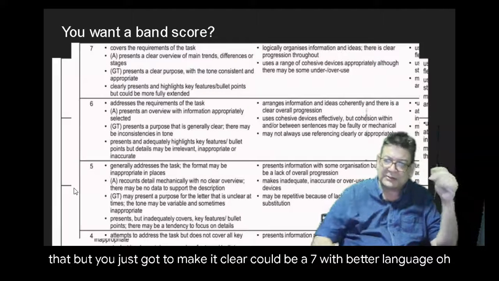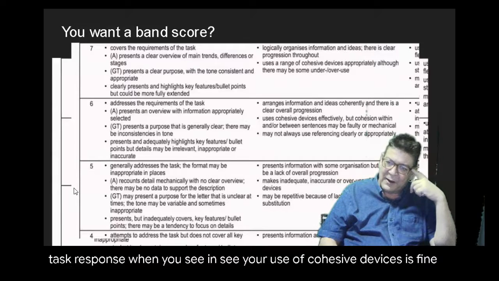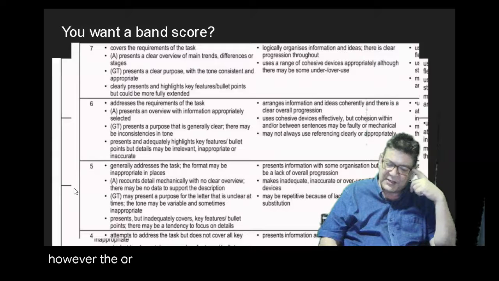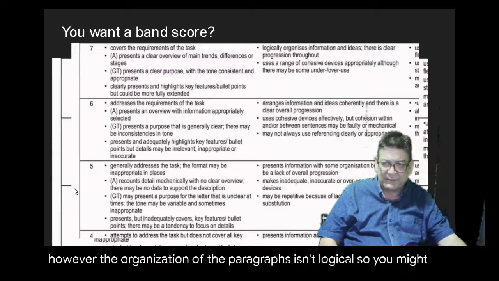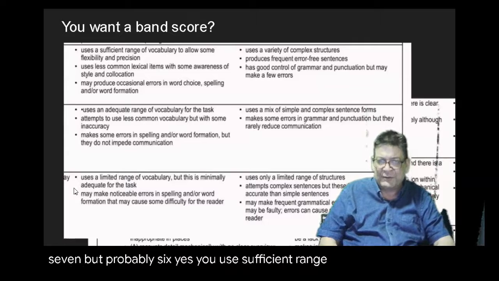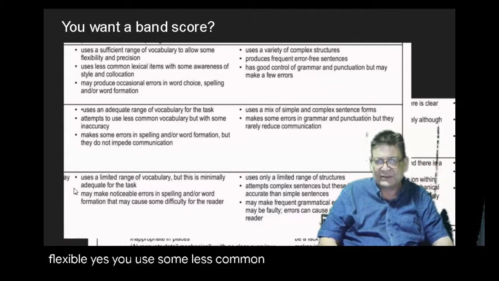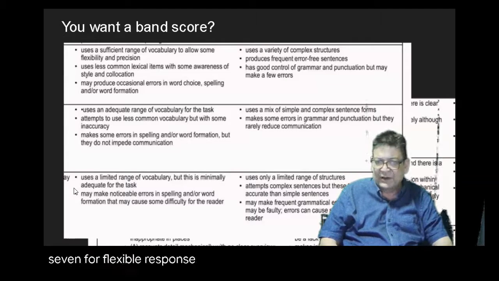Now, C and C. Your use of cohesive devices is fine. However, the organization of the paragraphs isn't logical. So you might be a 7, but probably a 6. Yes, you use a sufficient range of vocabulary. Yes, it's flexible. Yes, you use some less common lexical items and stuff. Probably, yeah, 7 for lexical resource.